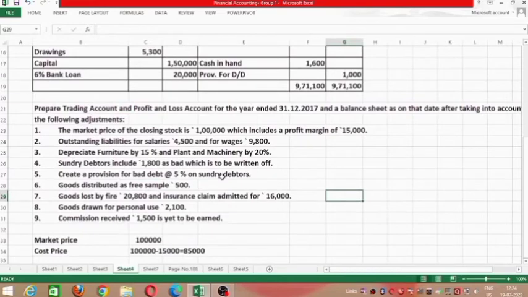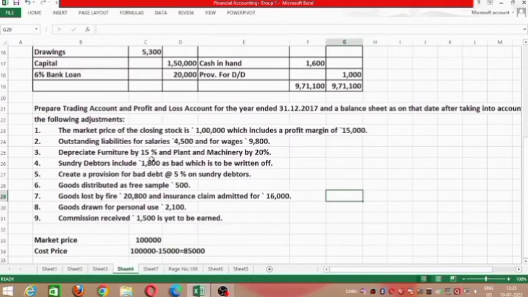So the difference amount is 4,800. This 4,800 amount should be debited to P&L account. And also insurance claim admitted 20,800 should be shown on the asset side of the balance sheet.